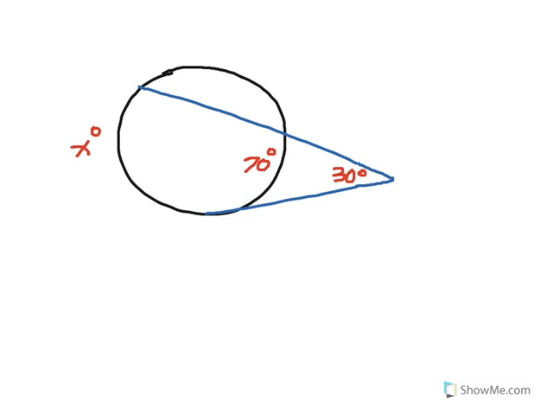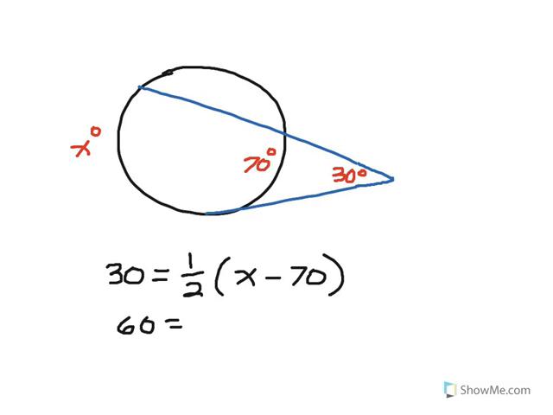Okay, in this last example, we're going to solve for the arc measure of x. Again, I have a secant and a tangent drawn to a circle from an external point. So I know that that 30-degree angle has to equal half of the difference between the intercepted arcs. So half of x minus 70 degrees. And so, clearing the fraction here, I'll get 60 equals x minus 70 degrees. So I can see that x is equal to 130 degrees.